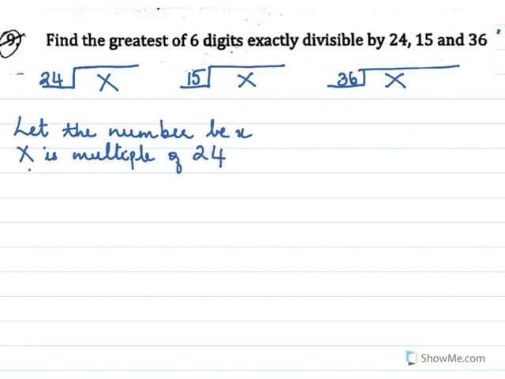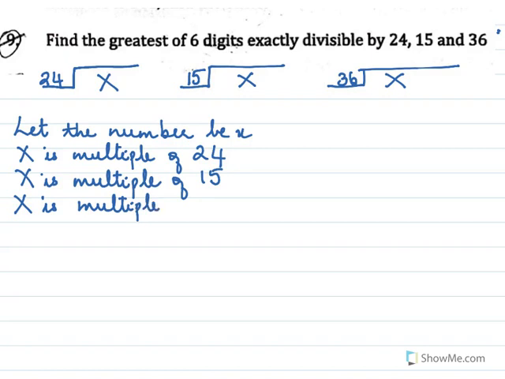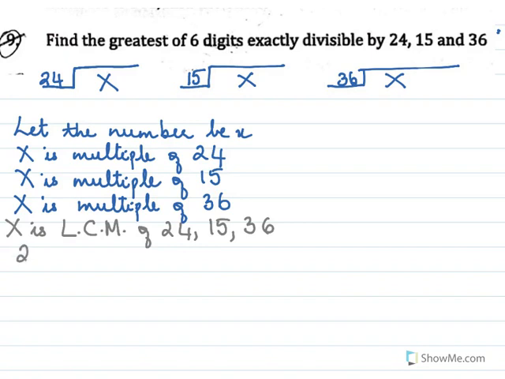which means x is multiple of 24, x is multiple of 15, x is multiple of 36. So x should be the LCM of 24, 15 and 36. So now you find the LCM of 24, 15 and 36.